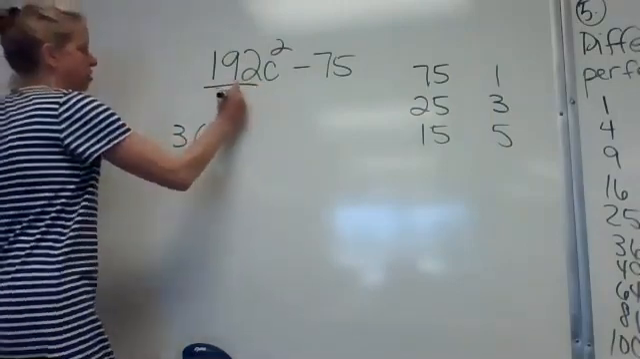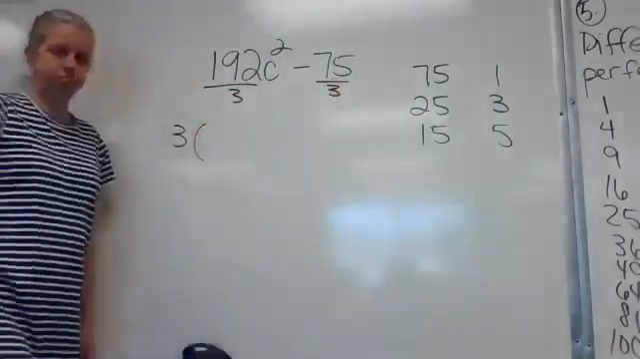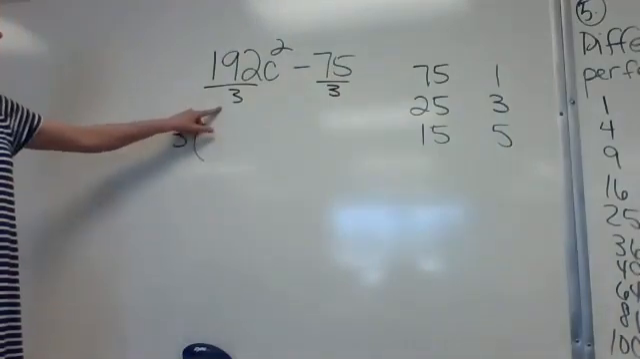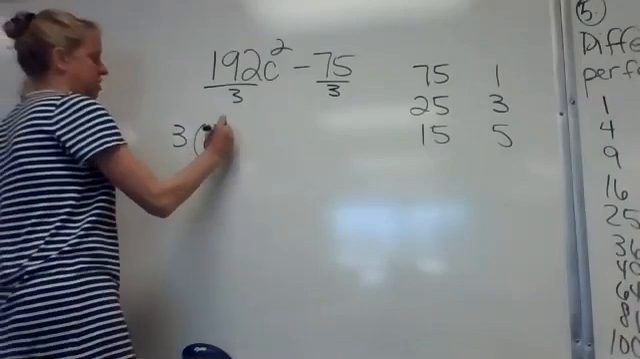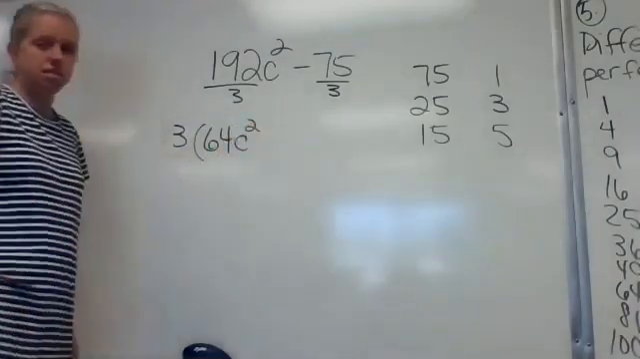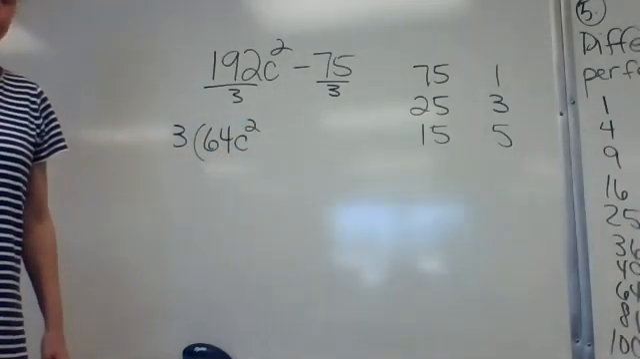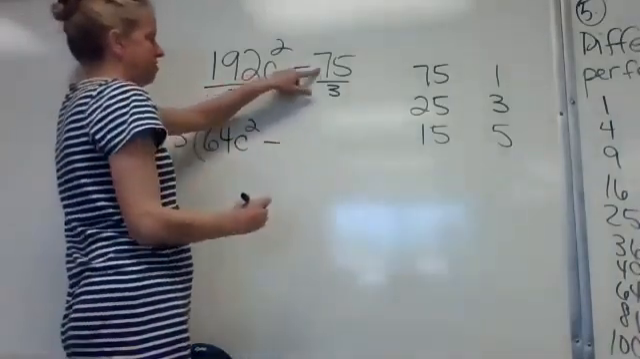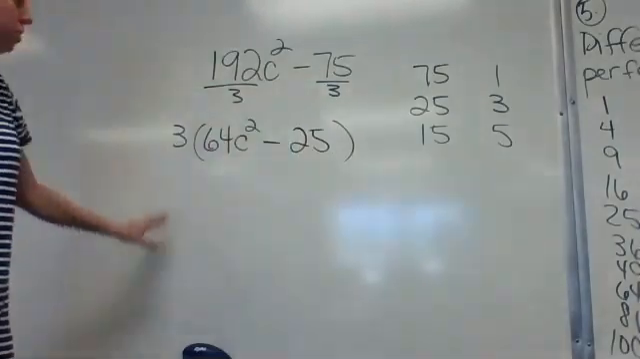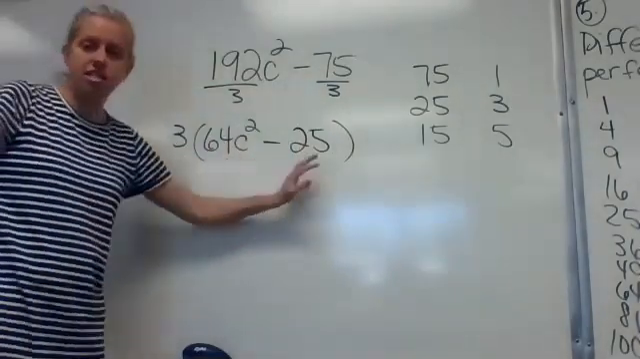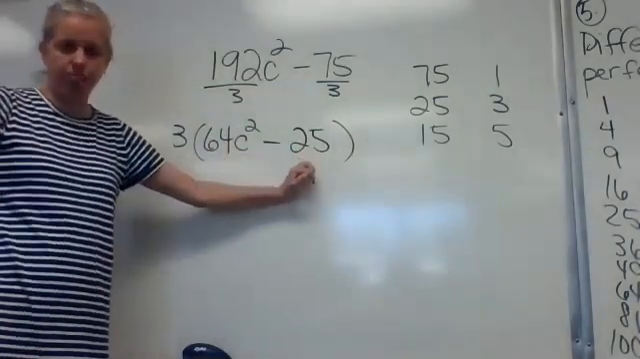So let's see, if I divide those by 3, 192 divided by 3, I just did that. It was the last thing I did in my calculator. So that gives me 64c squared minus 75 divided by 3 is 25. So we pulled out a 3. Now let's see what happens here.